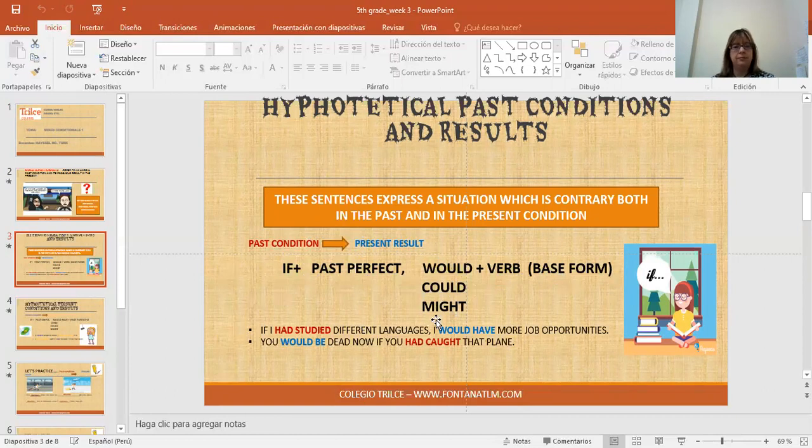Let's have an example. If I had studied different languages, I would have more job opportunities. You see, right here in the first clause, we can see the if and the past perfect. And right here in the second clause, we have conditional would, have, and a verb in base form.